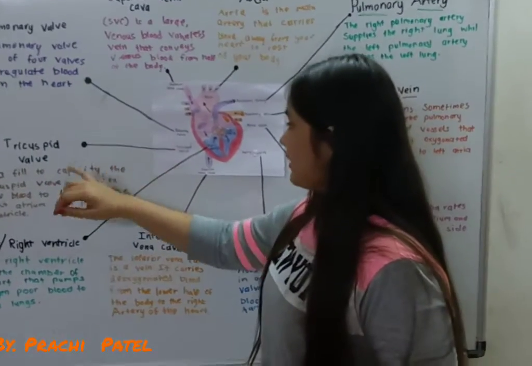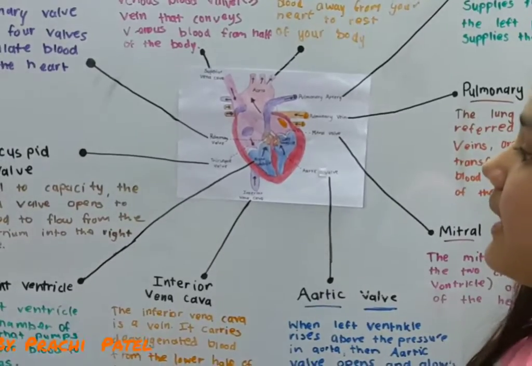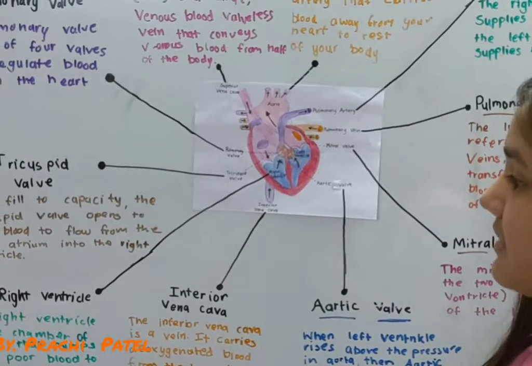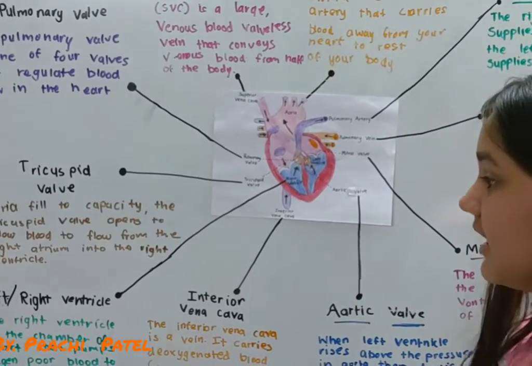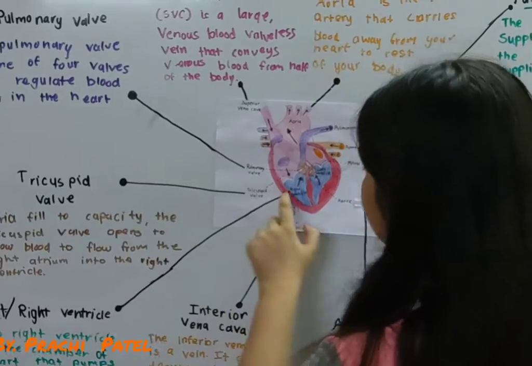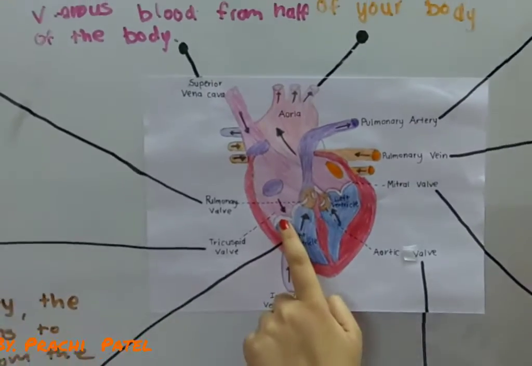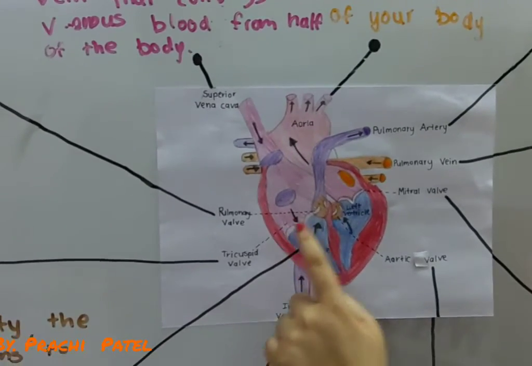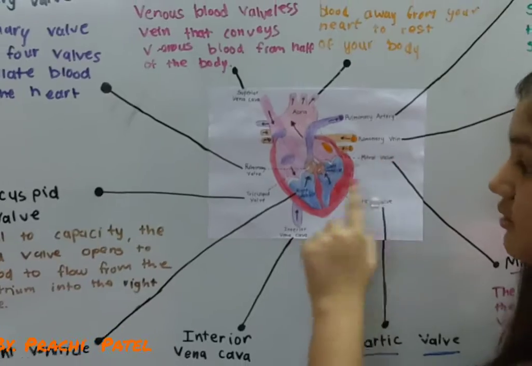Now tricuspid valve. The tricuspid valve opens to allow blood to flow from the right atrium to the right ventricle. You can see this white part is called the tricuspid valve. Don't get confused between this part and this part. They are different parts even though they look the same.